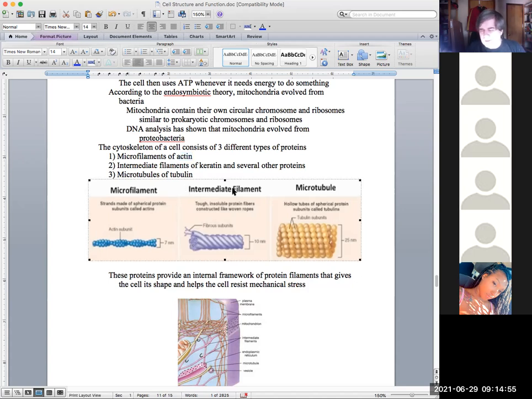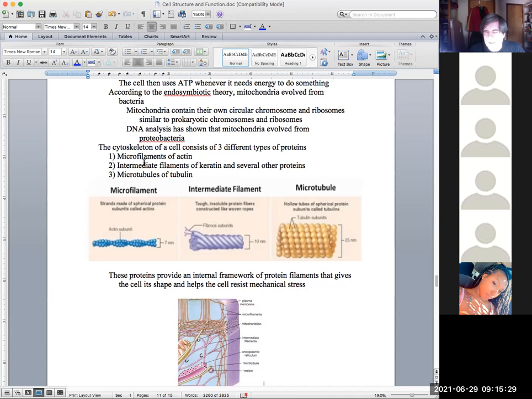We also have things called intermediate filaments. When you think about intermediate, it means in between or in the middle. These can be made of a protein called keratin, which is also found in your hair and your skin and your nails. A good example of how the same protein is used in different ways. But there are some different proteins that are part of the intermediate filaments too. Depends on what type of cell you're looking at.